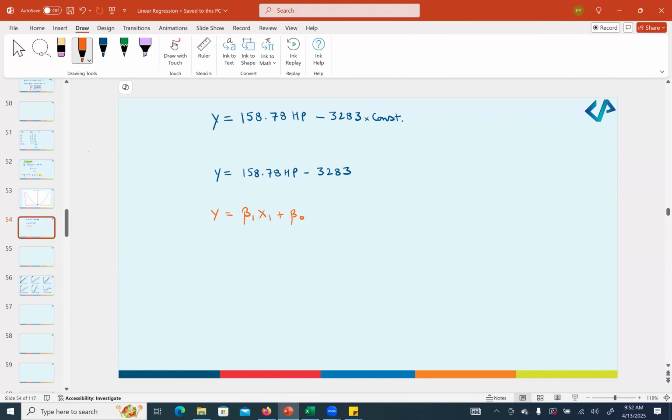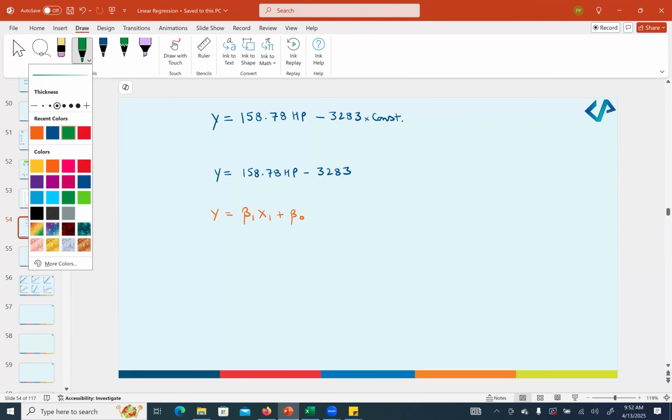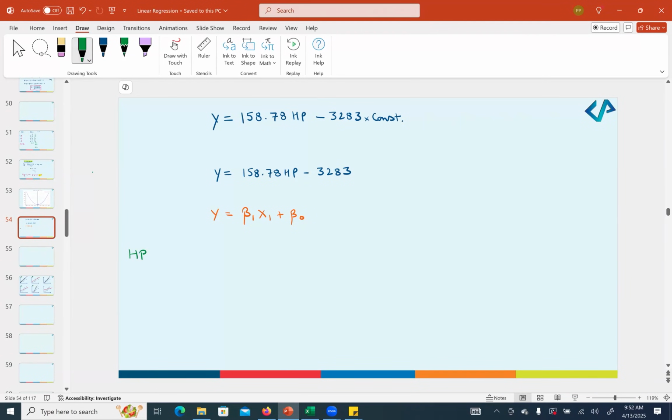Okay, now for any given horsepower, if my horsepower is 100, just for simplicity's sake, if I'm launching a new car where the horsepower is 100, what is going to be the price of the car? What is the predicted price of a car if the horsepower is 100? So the price is equal to 158.78 multiplied by 100 minus 3283.